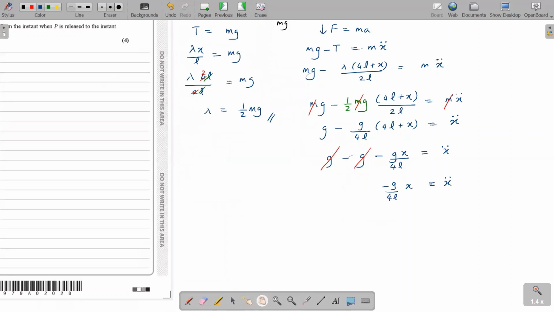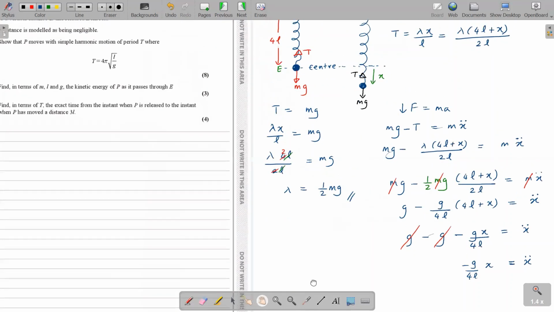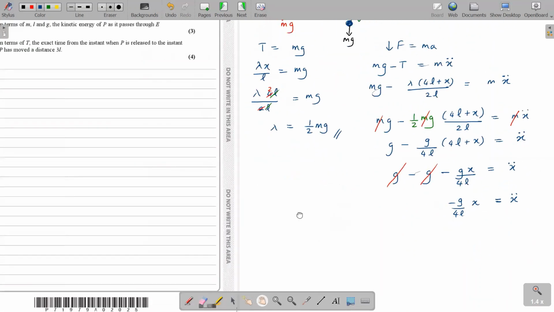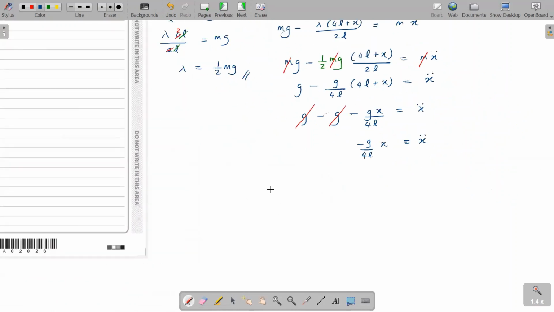Now I need to show the periodic time, capital T equals 4 pi root L over g. How do I get the periodic time? First, give the conclusion here. Hence, the object moves with SHM, because whenever you get an equation of the type x double dot equals minus omega squared x, it's moving with SHM.